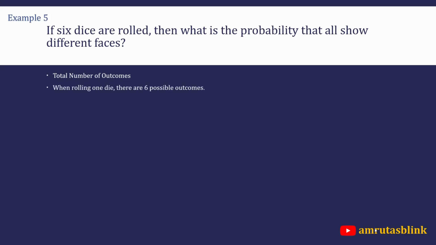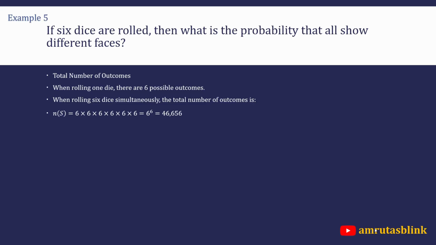But here in this question 6 dice are rolled, so when rolling 6 dice simultaneously, the total number of outcomes is now 6 into 6 into 6 into 6 into 6 into 6, that is, 6 times we have to multiply 6. That's why n of S is equal to 6 raised to 6. Now you can keep the 6 raised to 6 as it is, or you can write the exact number, that is 46,656.